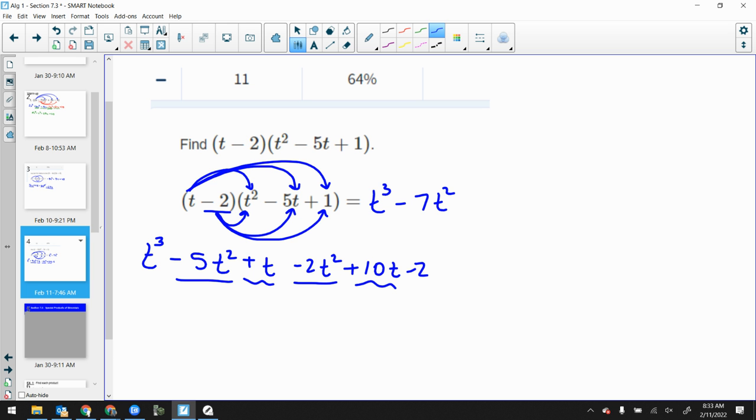T and 10t make 11t. And then minus 2. And that should be our answer there. Again, if you keep it organized and stay in order and keep it nice and clear, it shouldn't be that big of an issue.